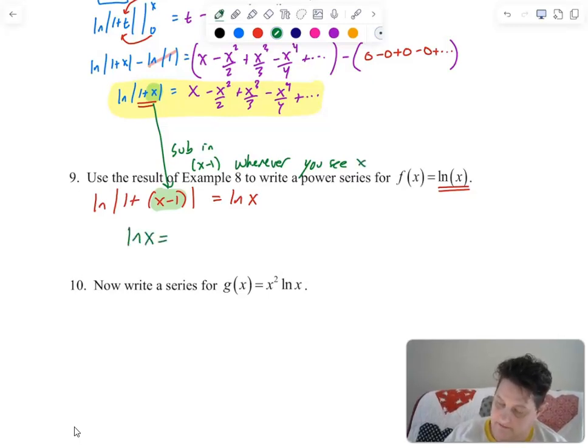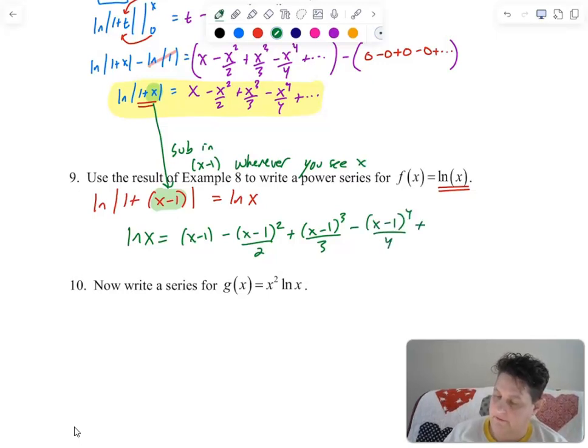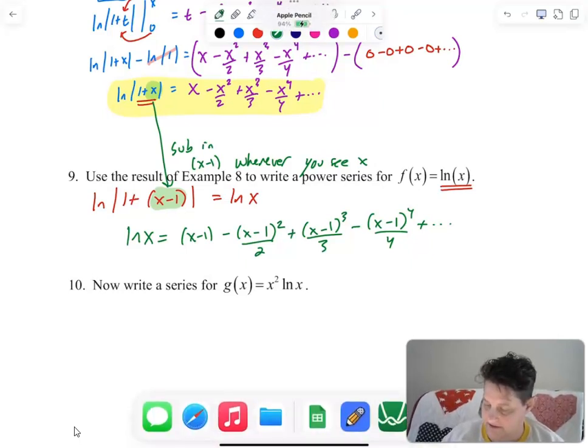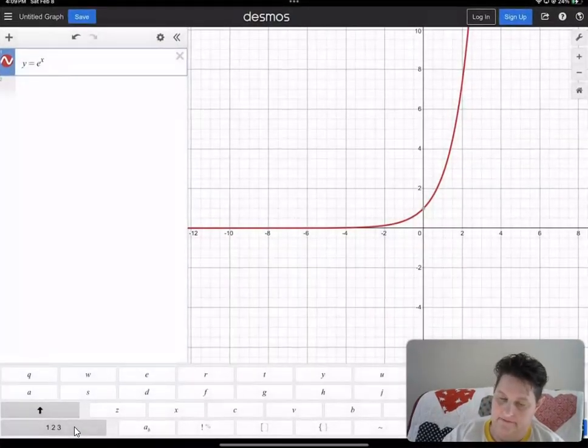So now this becomes, in parentheses, x minus 1, and then x minus 1 squared over 2, x minus 1 cubed over 3, minus x minus 1 to the 4th over 4, plus, like that. Now, let's take a look at this. So it's x minus 1. Now notice this one does not have factorials. The e one did. This doesn't have factorials.